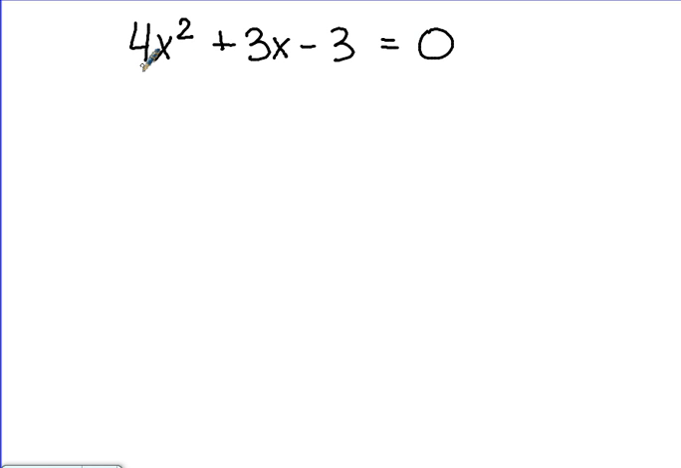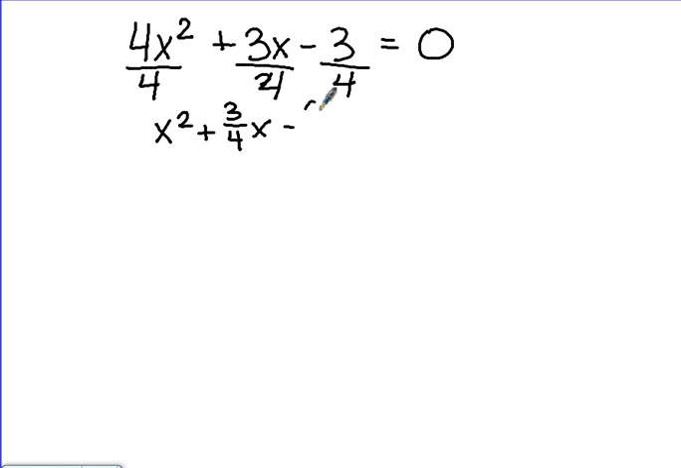So we're going to divide 4 by 4, 3 by 4, and this 3 by 4. We can also divide 0 by 4, but 0 divided by anything is 0, so we can just leave that. So when I divide my first term by 4, I'm left with x squared plus 3/4 x minus 3/4 equals 0. From this point, now that my lead coefficient is 1, I'm going to go about solving completing the square as normal.